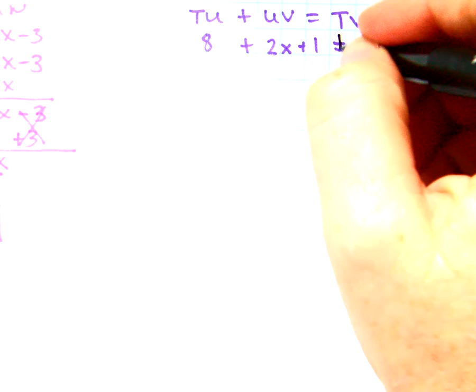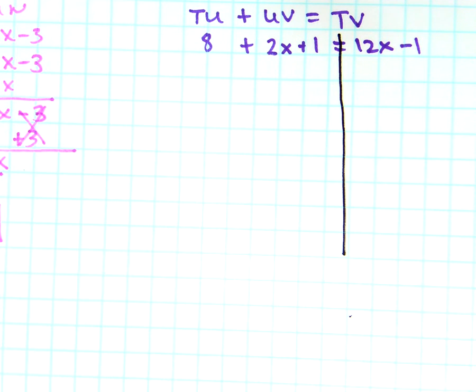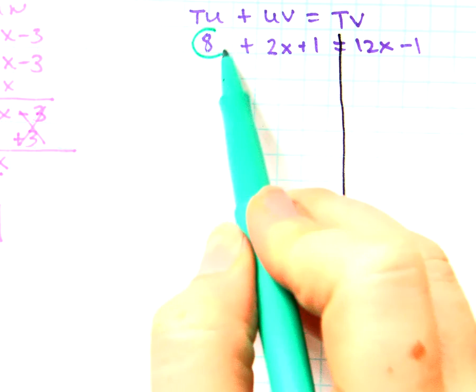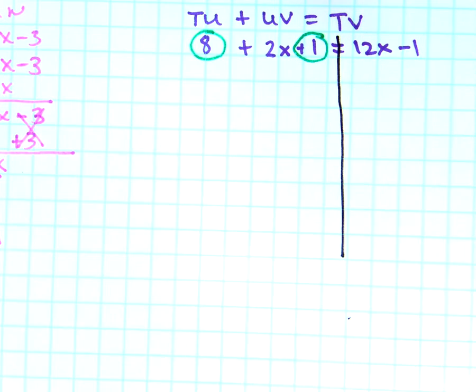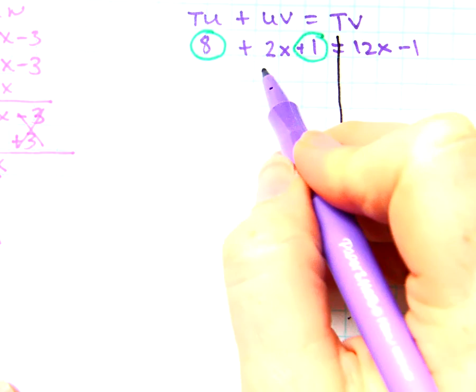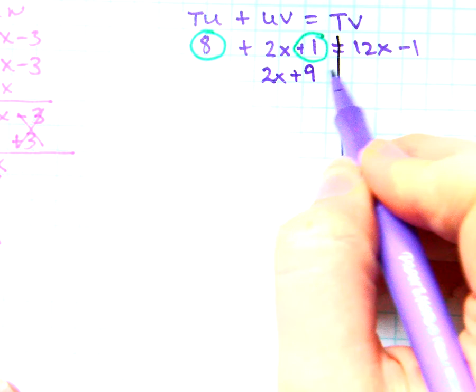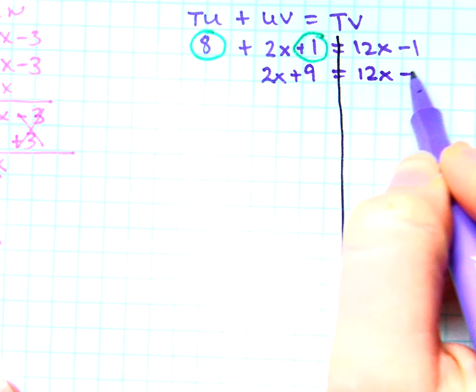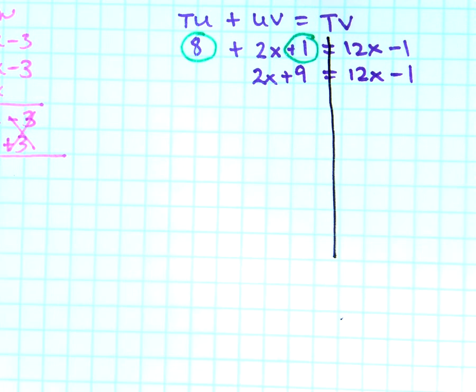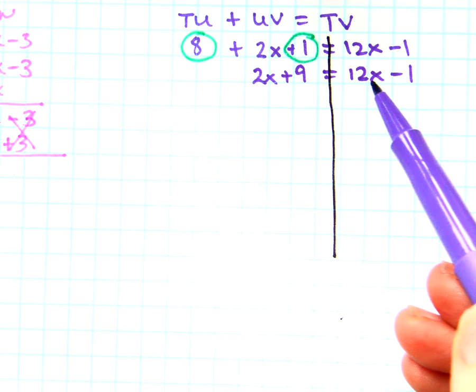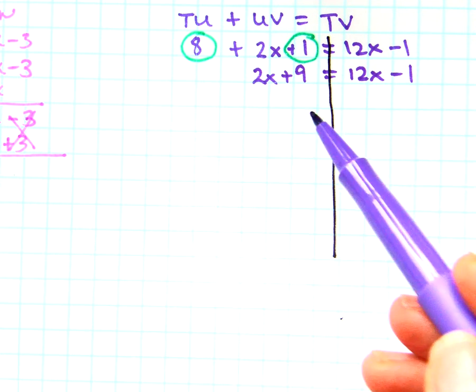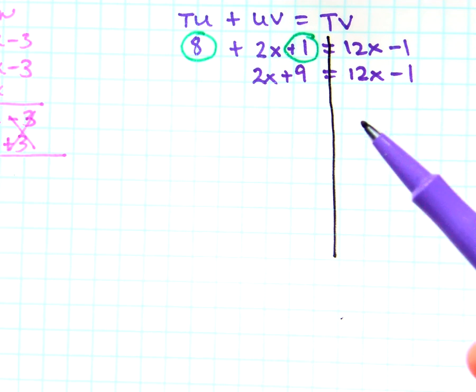So I'm just going to organize my space by drawing this line. The line's not necessary. It just kind of helps you get organized. All right, looking for like terms again, I notice that I can combine 8 and 1. So I get 2x plus 9 is equal to 12x minus 1. So the same thing's about to happen here. I have 2x on this side and a 12x on this side, and I only want x on one side, and I usually move the smaller one.